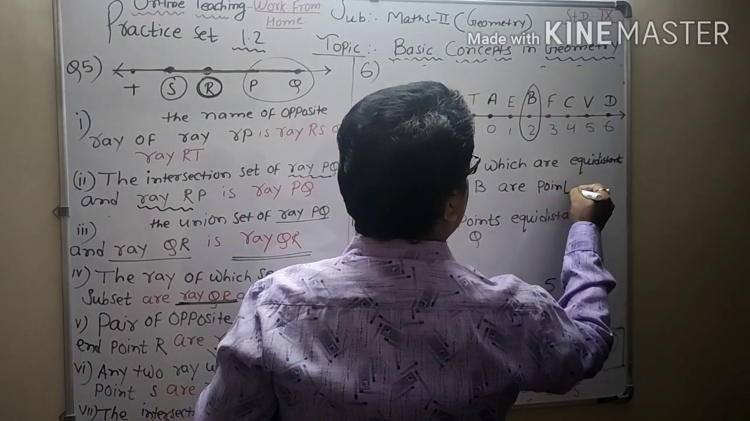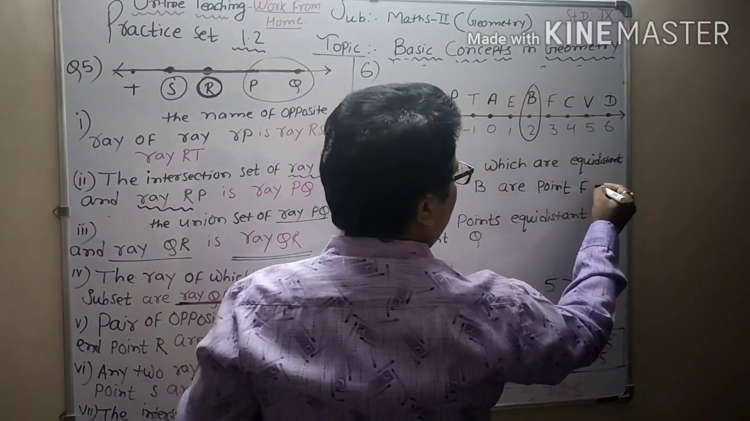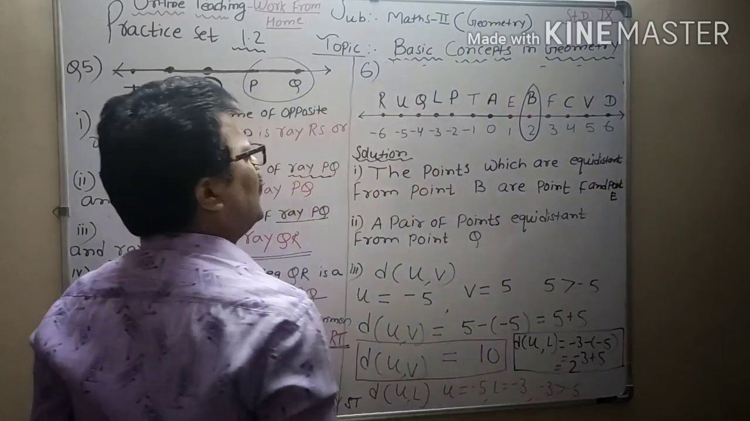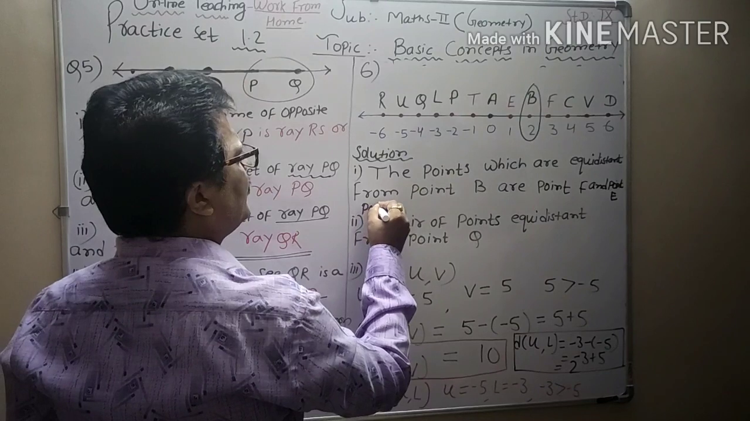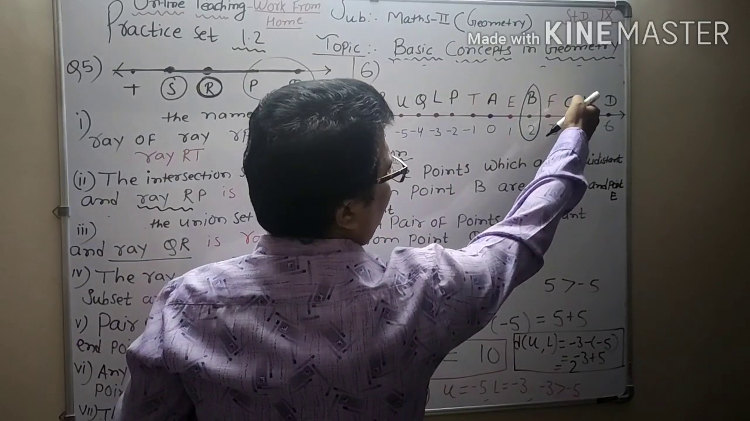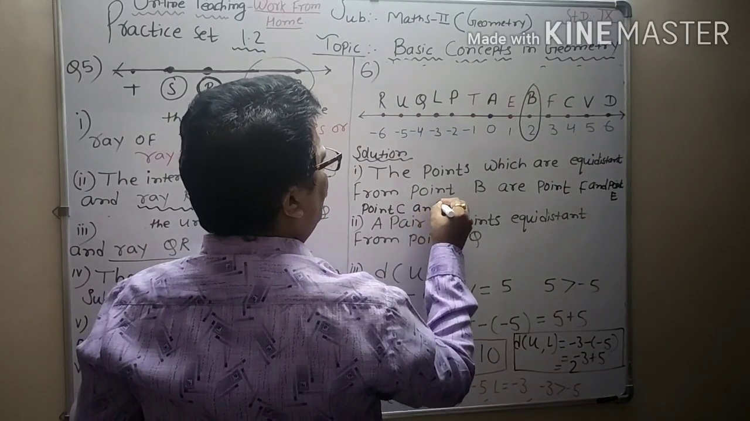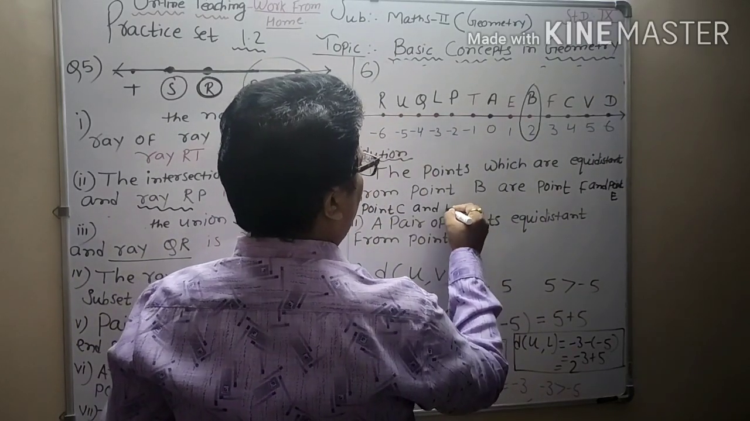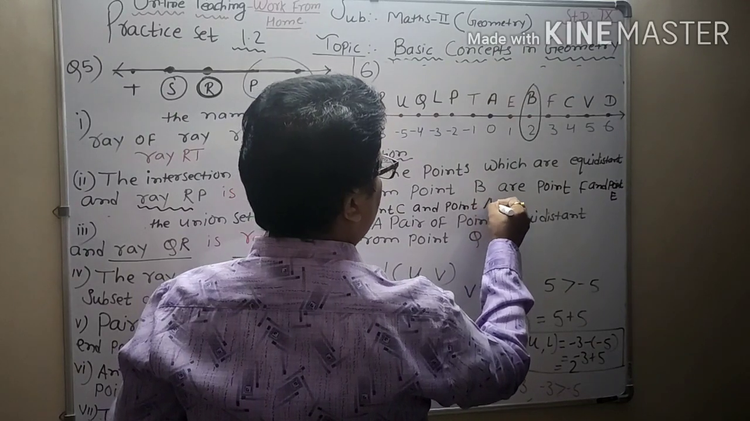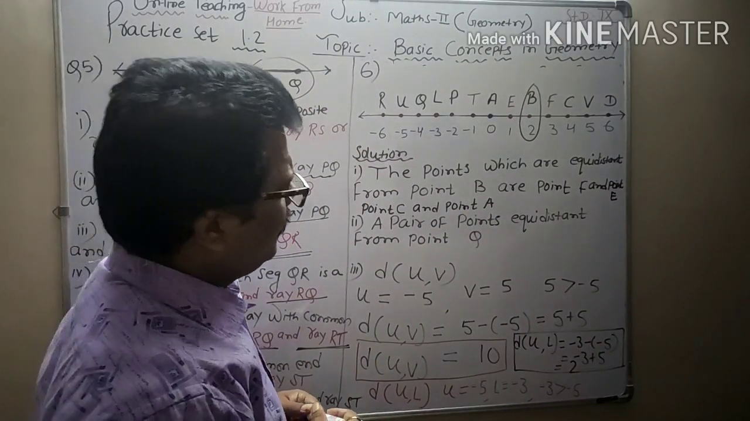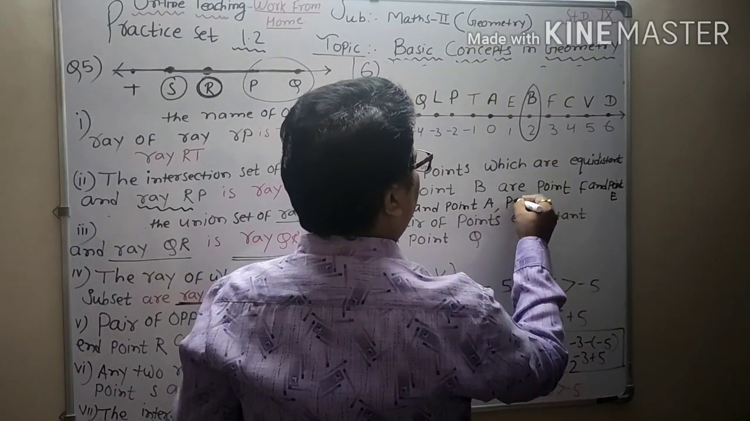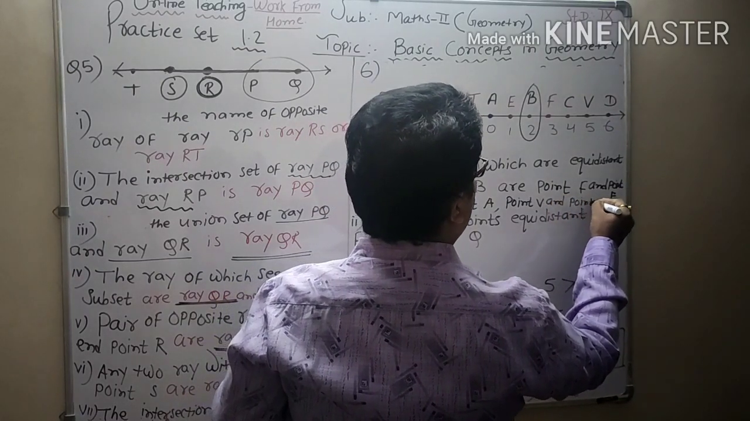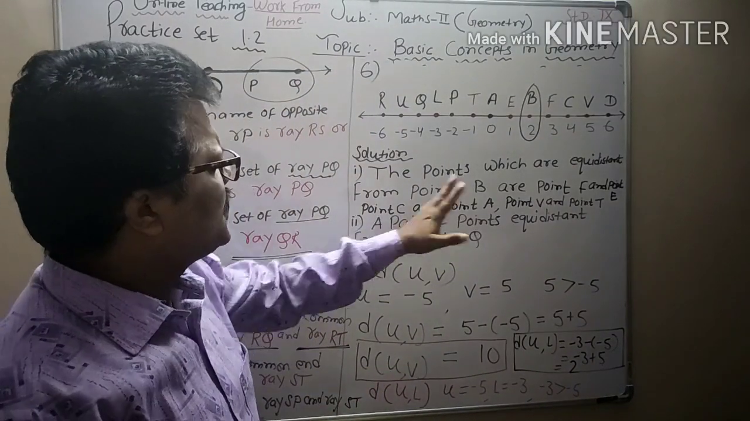Point F on the right side, and on the left side point E. Understood, dear student? One more. After F, what comes? Point C, and on the left side point O, which is represented by A. You can take one more: point V and point T. Similarly, you can get one more, but 3 is more than enough.